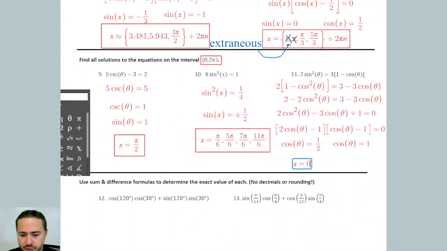So 0, pi over 3, and what did I say? That would be 5 pi over 3. It's got to be.